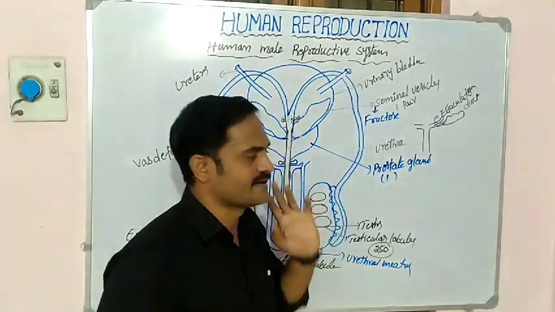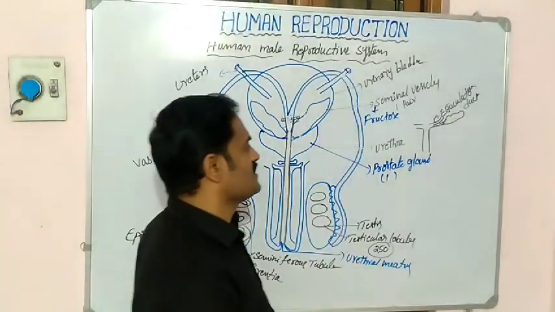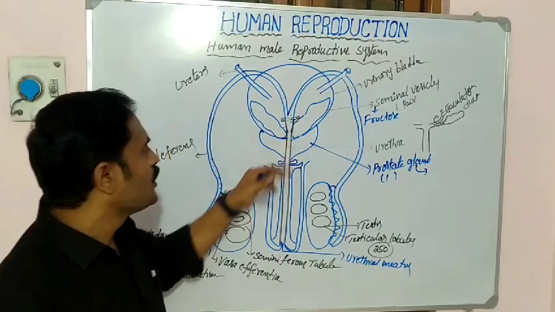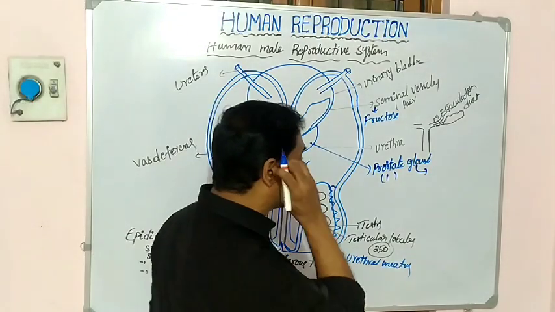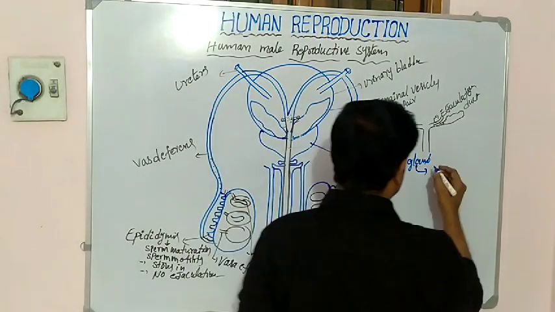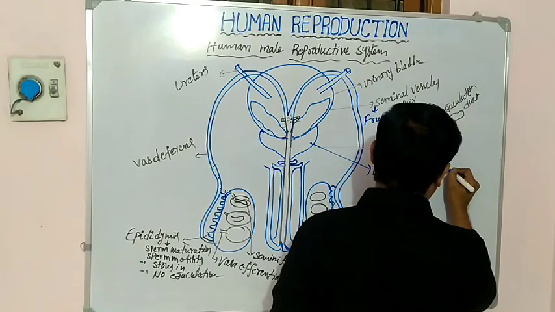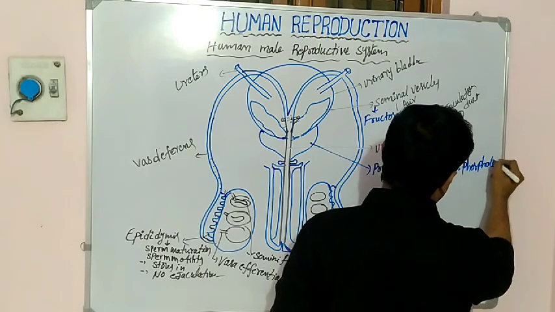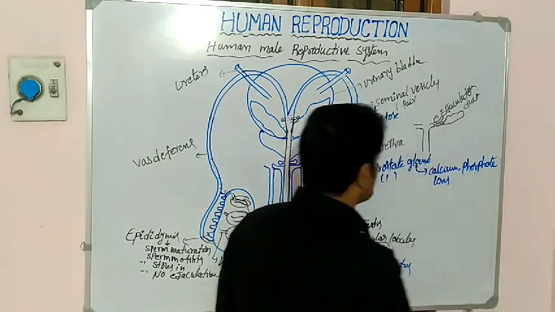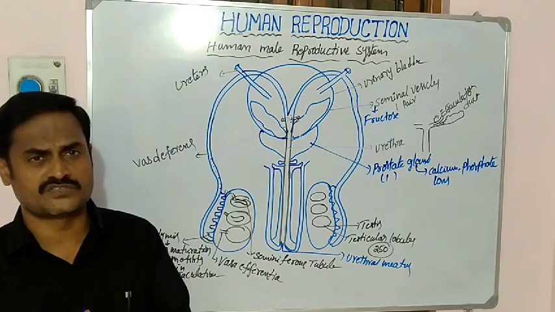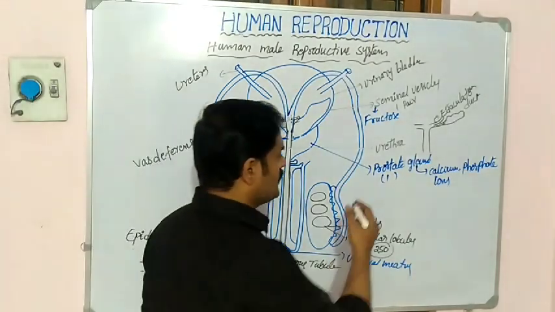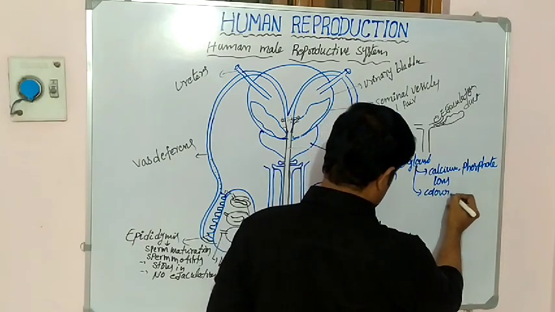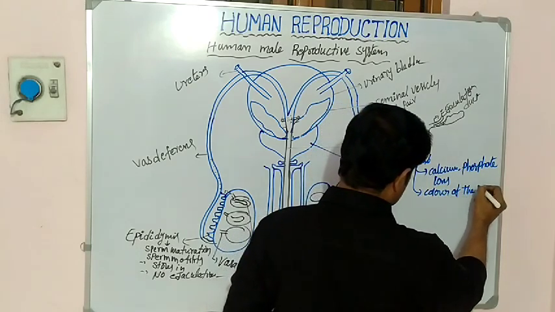The prostate gland is 1. The prostate gland also releases some secretions into the urethra. So what secretions does it release? Majorly calcium and phosphate ions. Calcium and phosphate ions are released from the prostate gland, and it is also responsible for the color of the semen.